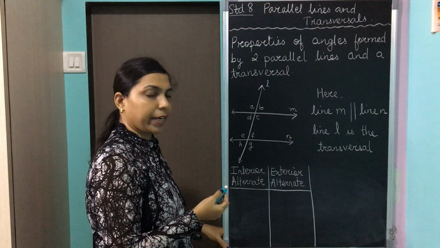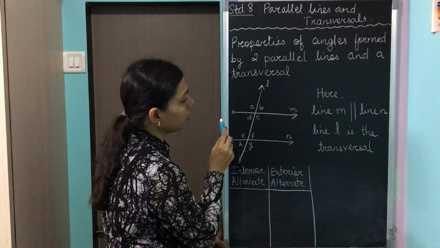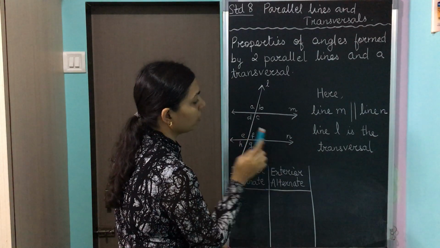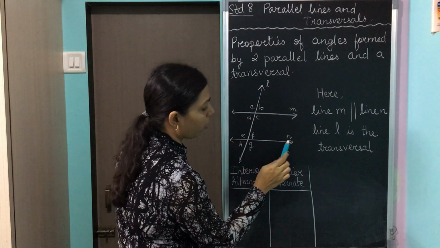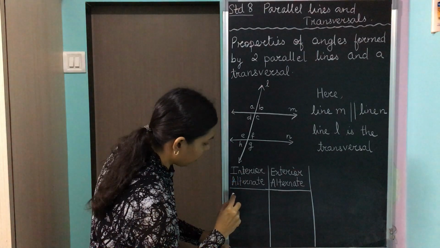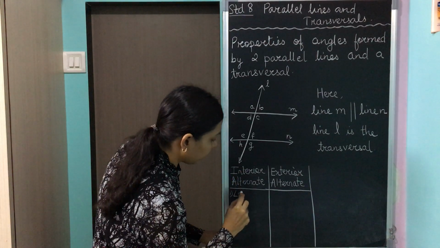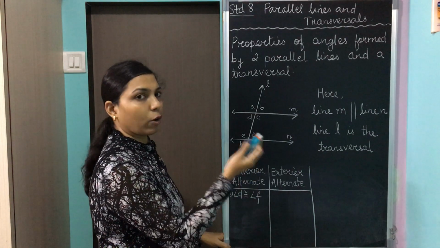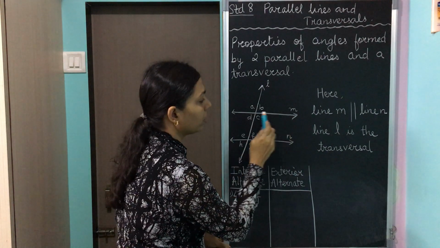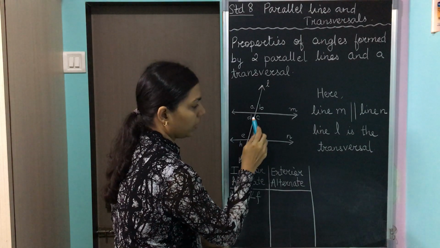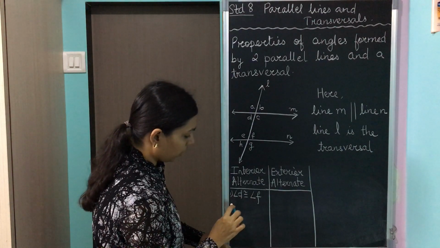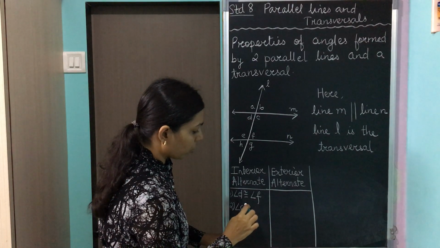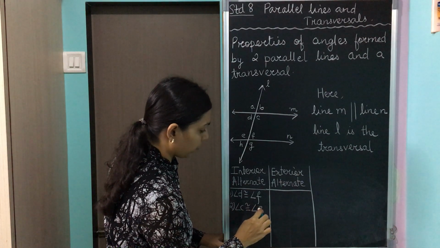Your interior alternate angles, as I told you, form the Z formation. So you have the Z formation over here: angle D is congruent to angle F. That is the first one. Now the inverted Z formation over here: angle C is congruent to angle E.